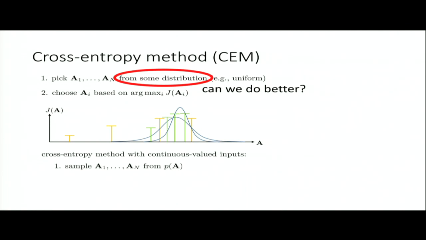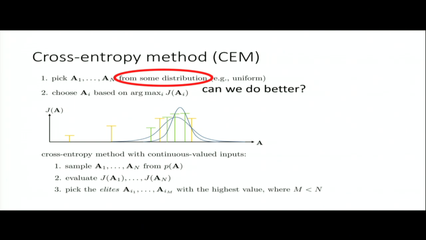Step one, we sample our action sequences from some distribution P of A. Maybe initially it's just a uniform distribution. Step two, we evaluate the value, the return, of all of these sequences. Step three, we pick what's called the elites, a subset of all these A's that have the highest value. Maybe we pick, let's say, the 90th percentile or the 80th percentile. And so we choose a subset where we choose M of them, where M is less than N.